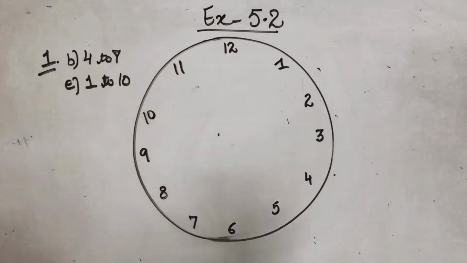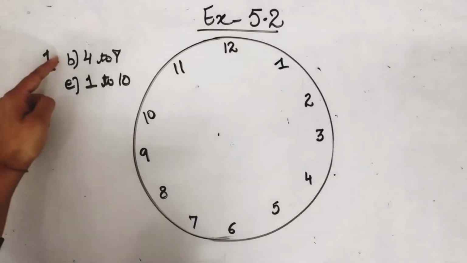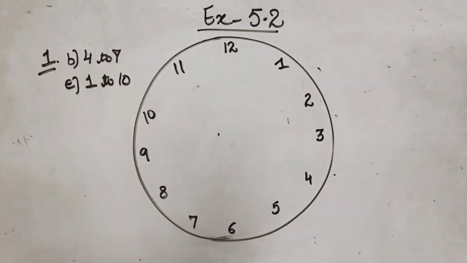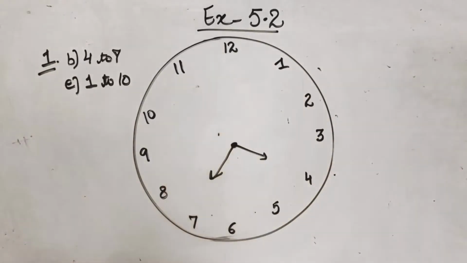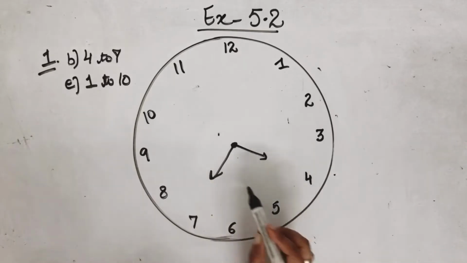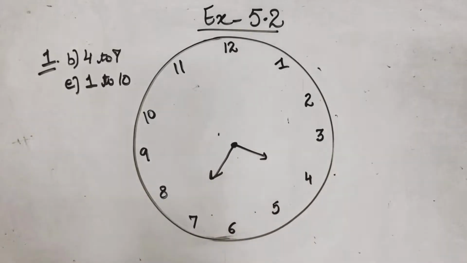Exercise 5.2, first question. I'll be doing these two parts. B part is 4 to 7. This whole from 12 to 12 is one complete revolution. Now you have to tell from 4 to 7. This is one right angle.